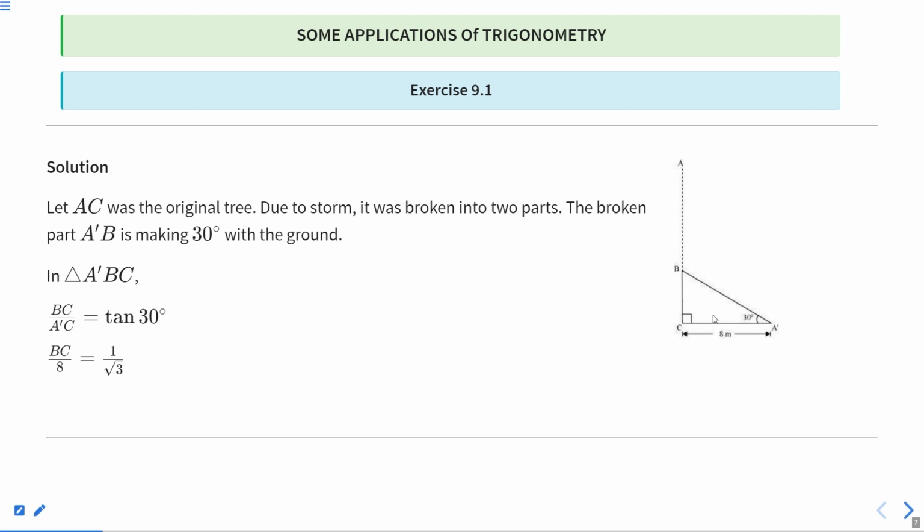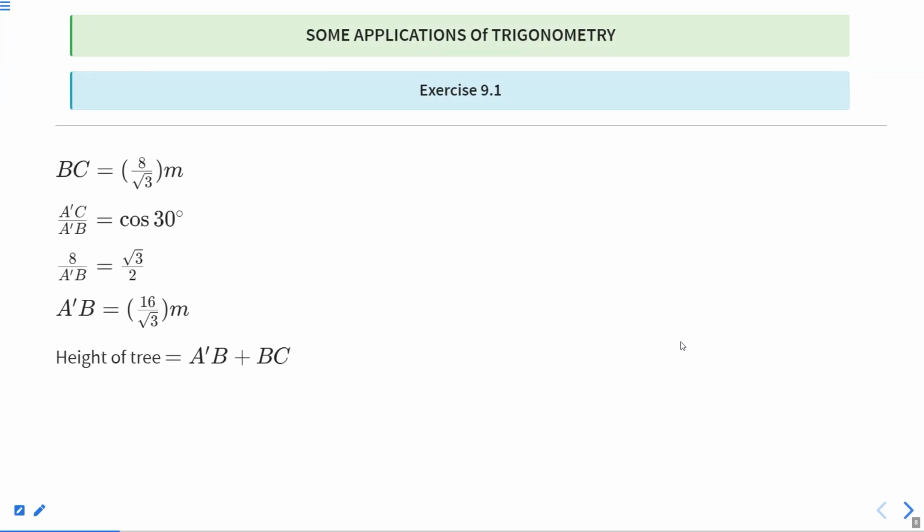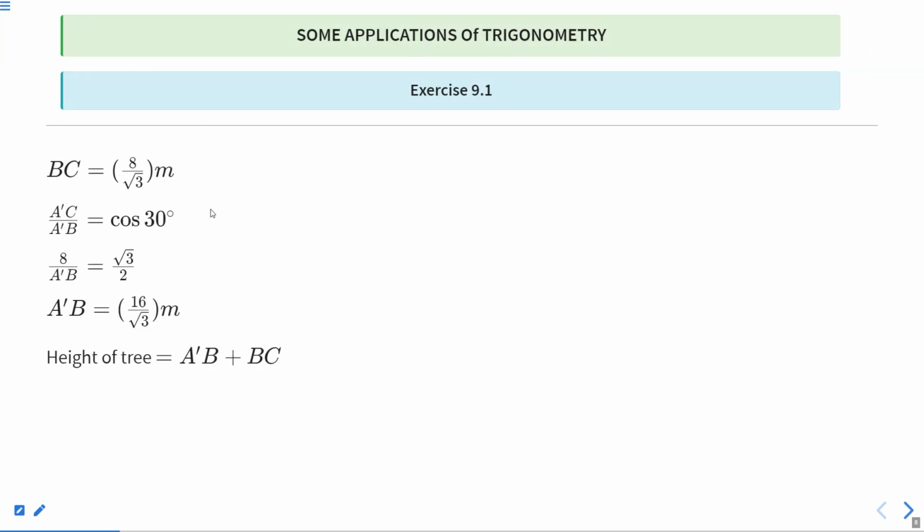Now in this triangle A dash BC, BC by A dash C is equal to tan 30 degrees, and we know the value of tan 30 degrees is equal to 1 by root 3. We are given A dash C equal to 8 meters. So BC by 8 is equal to 1 by root 3, which implies BC is equal to 8 by root 3 meters.